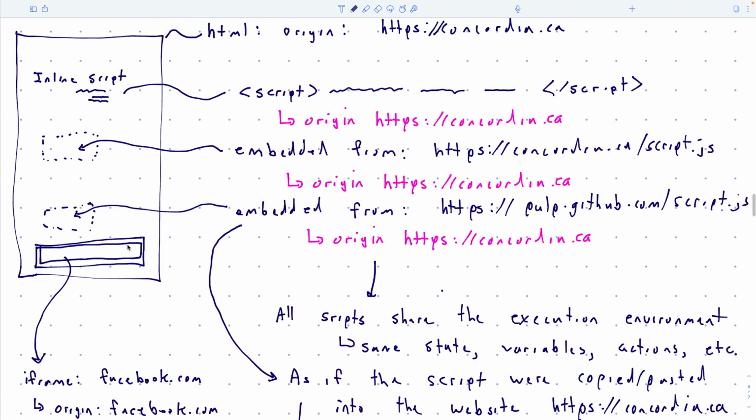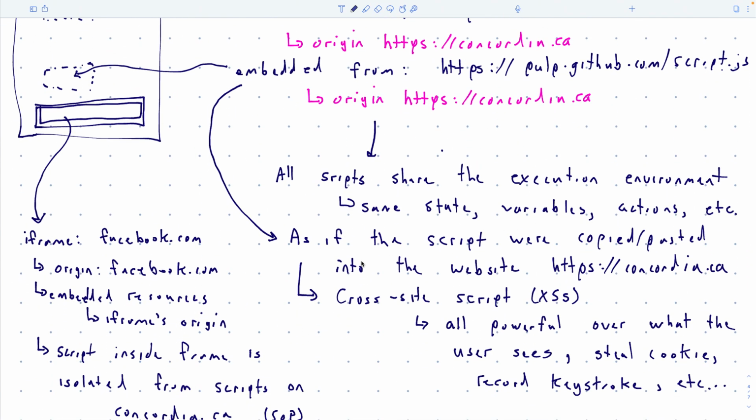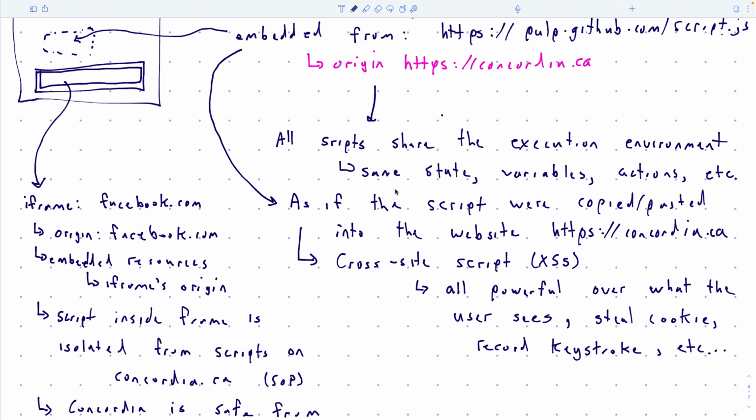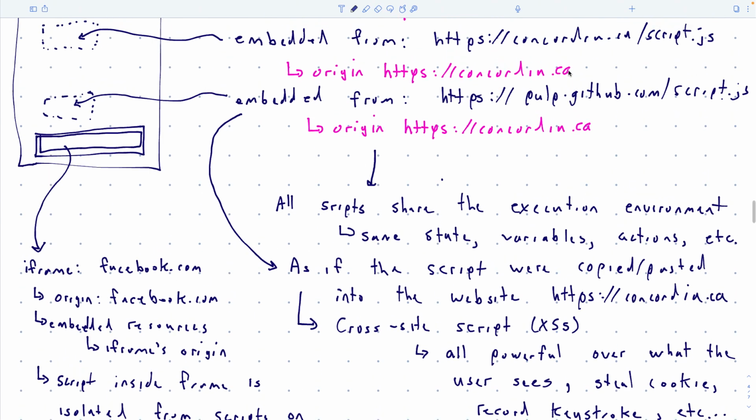Okay, so just ignore this stuff here for a sec. But anyways, all scripts share the same execution environment. It doesn't matter if the script came from Concordia or if it came from GitHub. It's all assigned the same origin, which is concordia.ca. And both of these scripts can access every other resource that's also marked as being from concordia.ca. So the right mental model for this is just to think that the script was copy and pasted into the website. That's how it should work, okay?